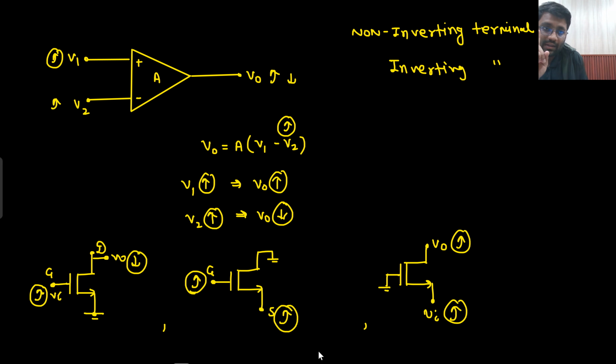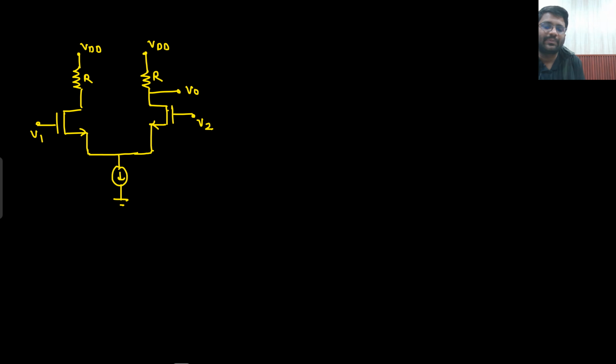You need to know from where you are starting. You cannot say that, sir, if source increases, then gate will also increase. No. If gate increases, then source will increase. If source increases, this is your source, this is your drain, then drain will also increase. If this potential increases, then this potential will also increase. Understandable? Let's go to this particular circuitry.